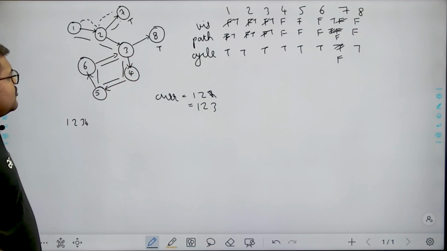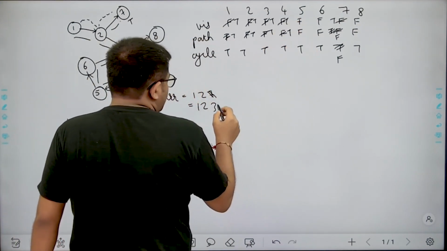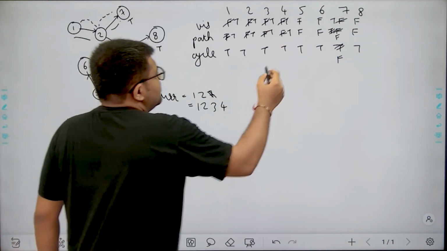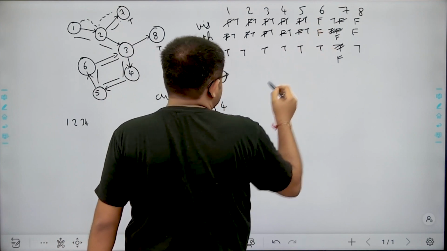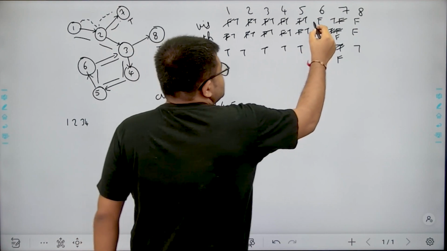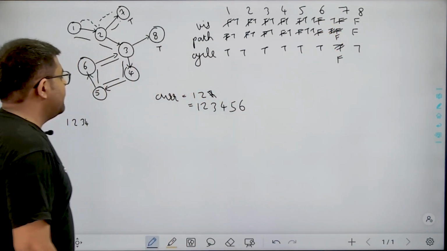From 3, let's say I go to 4. So I'll mark this as true, visited as true. This is a part of my current path. My path will become 4. From 4 I'll go to 5. So I'll mark this as true, I'll mark this as true, and my current path will become this. From 5 I can go to 6. So I'll mark this as true, I'll mark this as true, and I'll add 6 to my path.